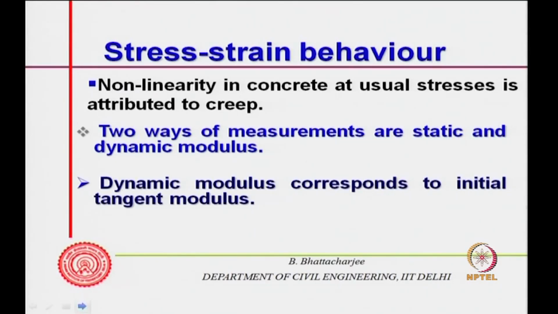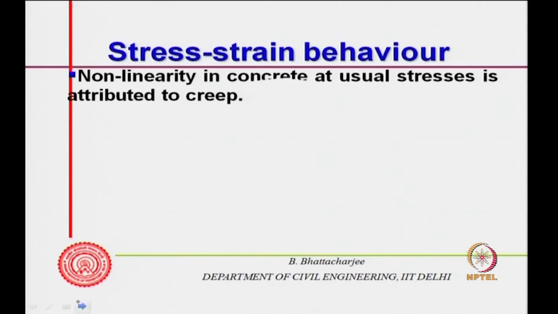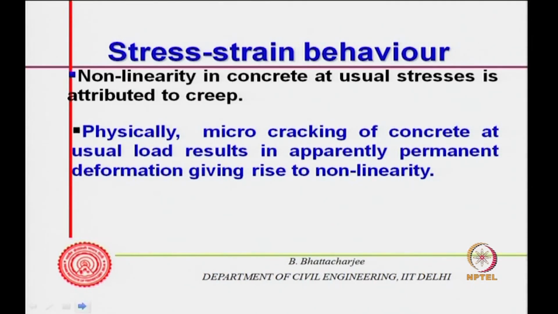It is called the dynamic modulus because there is no load applied as such in a big way, and it corresponds to the initial tangent modulus. So, obviously, this value will be higher than any other modulus, because the behavior is nonlinear. Physically, micro cracking of concrete at usual load results in apparently permanent deformation, and that is why it gives rise to nonlinearity. Creep is one issue, but why finally? So, micro cracking of concrete at usual load results in apparently permanent deformation, giving rise to nonlinearity.